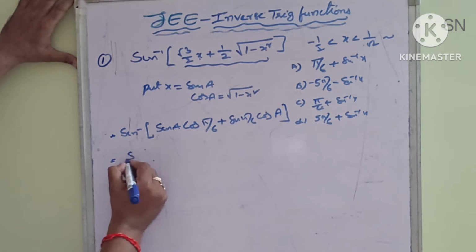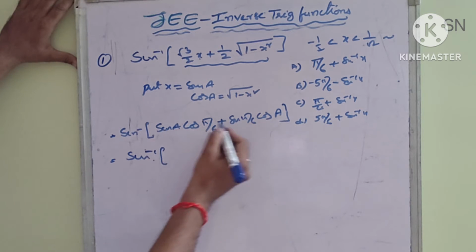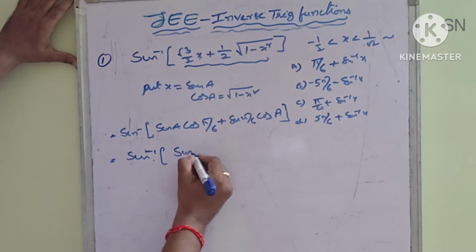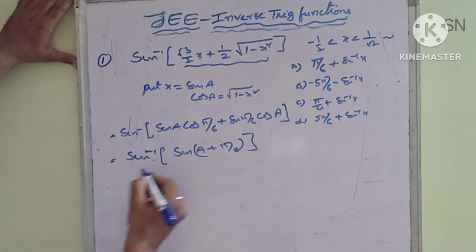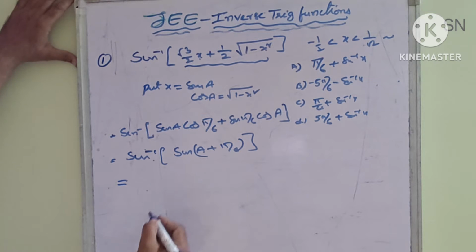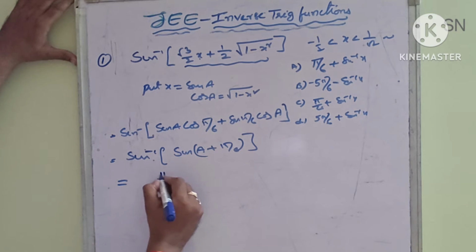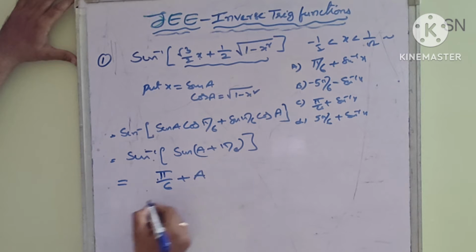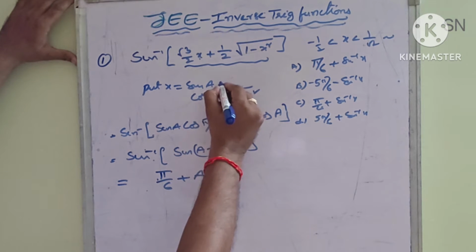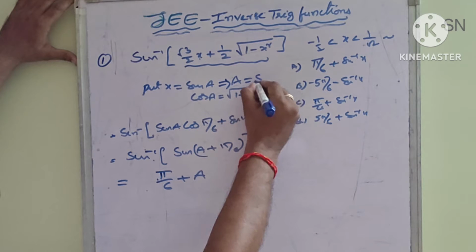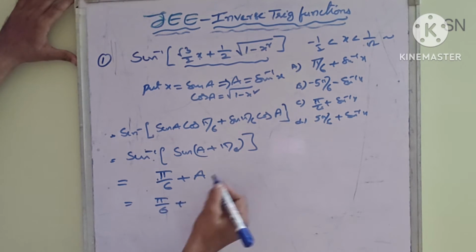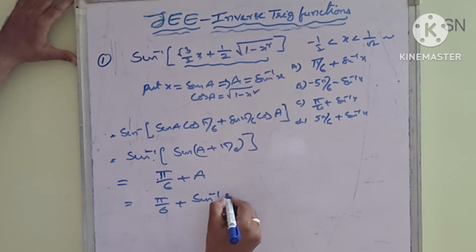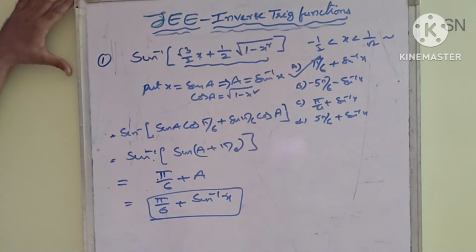So here sin inverse of sin A cos B plus cos A sin B is sin of A plus B. Now apply the inverse trigonometric function. So pi by 6 plus A. Now here x is equal to sin A, then A is equal to sin inverse x. Now here pi by 6 plus what is A? Sin inverse x. The answer is pi by 6 plus sin inverse x. Option A is the correct answer.